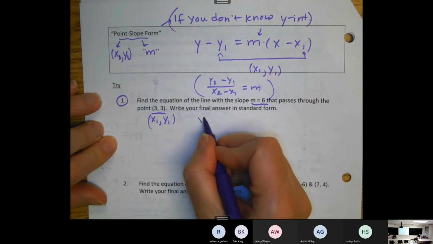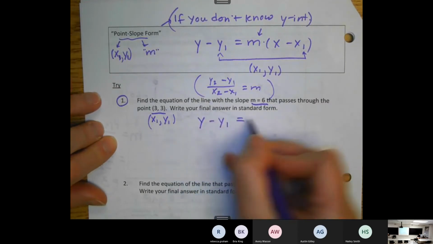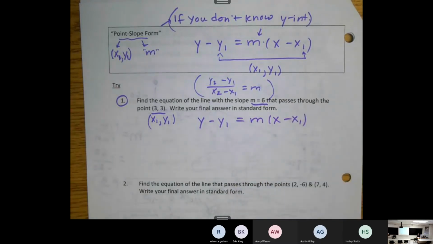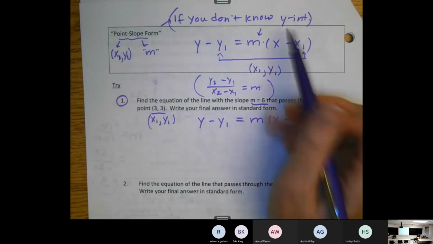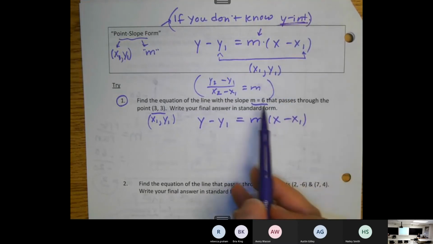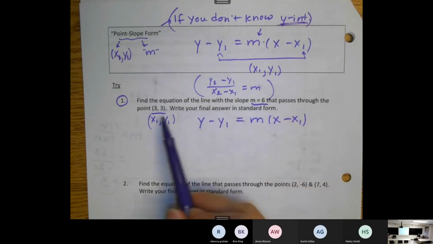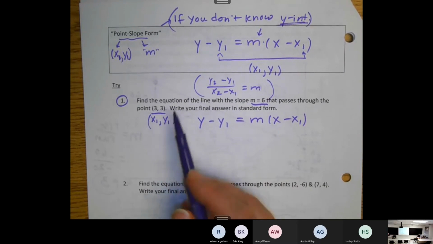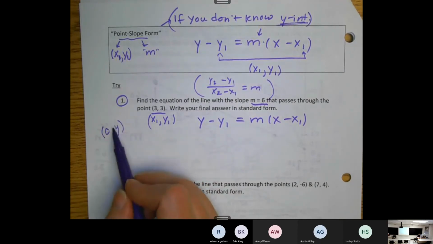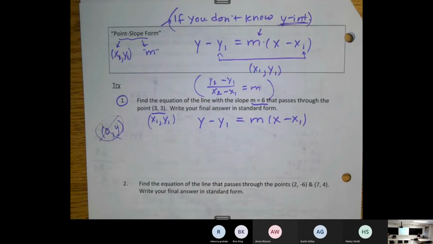So let's write the formula down. y minus y1 equals m times x minus x1. And remember what we said, this is the way to go if you don't have the y-intercept, which is the case in this problem. We don't have the y-intercept. We have a different point, (3, 3). You can tell it's not on the y-axis because there's no 0 in the first spot. Since there's no 0, we need to use this different formula instead of the b.